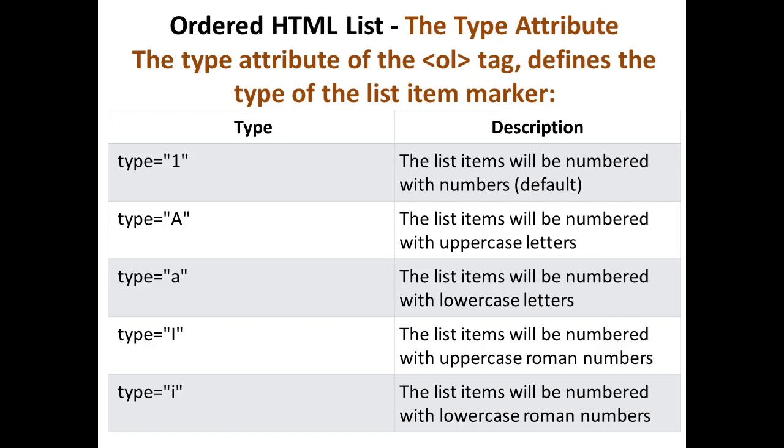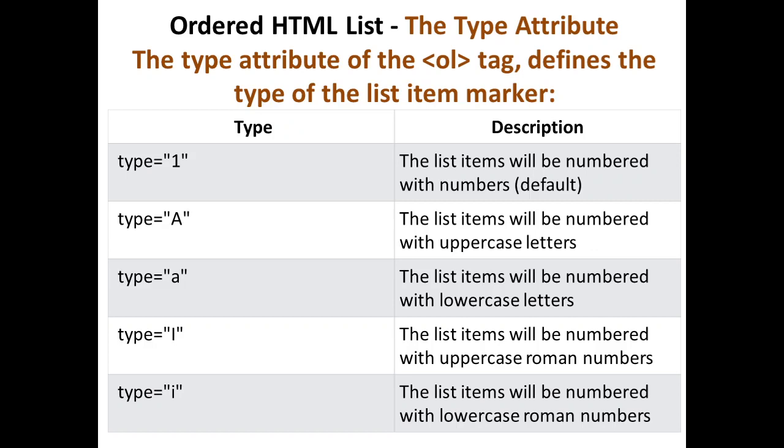If type is equal to capital letter A, the list item that is going to be displayed will be capital A, capital B, capital C, D, and so on, depending on the number of list items that is given. If it's going to be type a, a lowercase alphabet, which means we have a, b, c, d, e, f as the list items. Obviously, it will be in small letters.